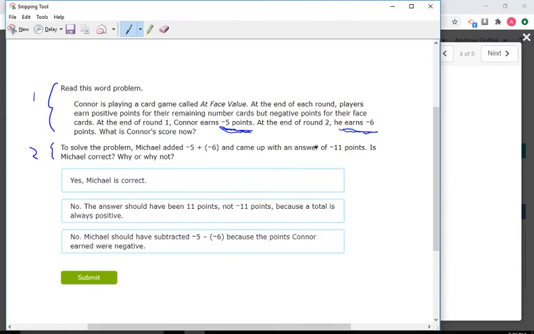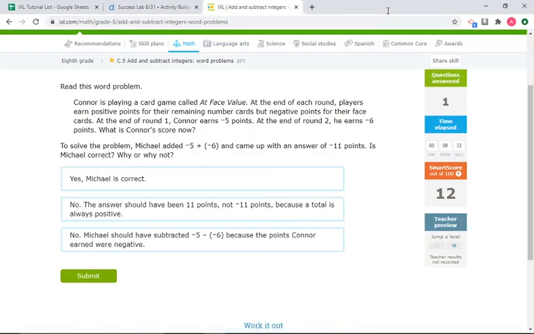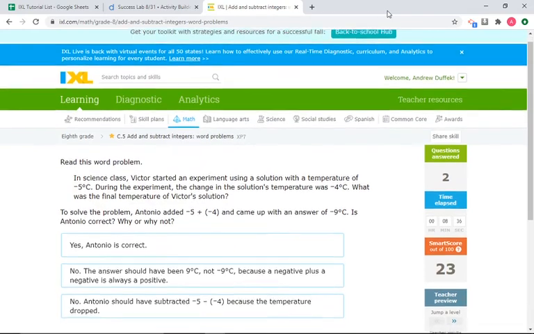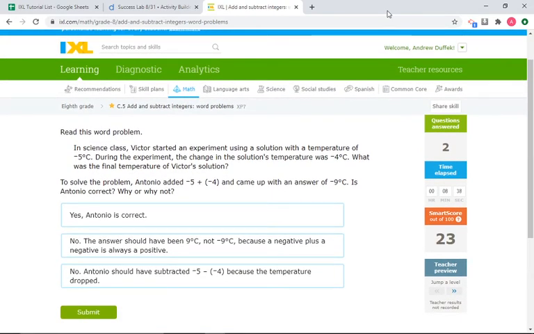Okay, so we'll go back to our problem. We'll do equals -11. Okay, now the second paragraph. To solve the problem, Michael added -5 plus -6 and came up with the answer of -11. Is Michael correct? Well, it looks like we both got the same answer here. So we're going to say that Michael is indeed correct. So let's go back to IXL, click correct. Awesome.